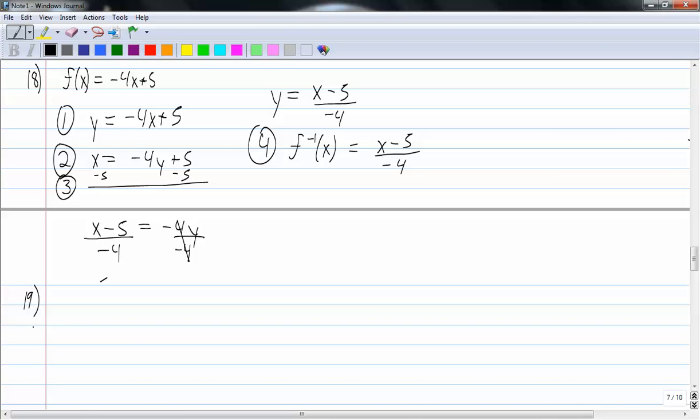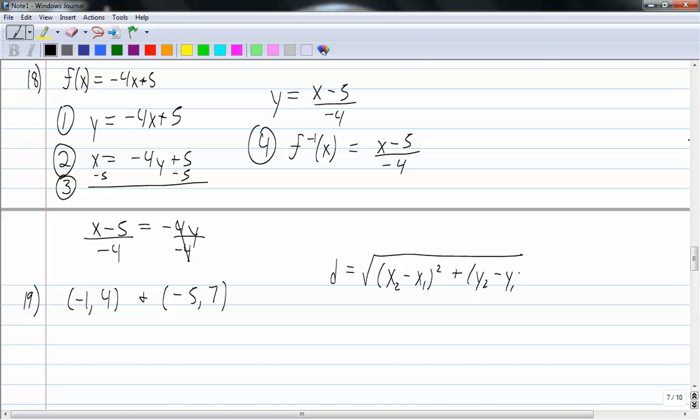Number 19, find the distance between the two pair of points. Here are my points, (-1, 4) and (-5, 7). And I want to find the distance between those 2 points. The formula for distance is distance equals the square root of (x sub 2 minus x sub 1) squared plus (y sub 2 minus y sub 1) squared.